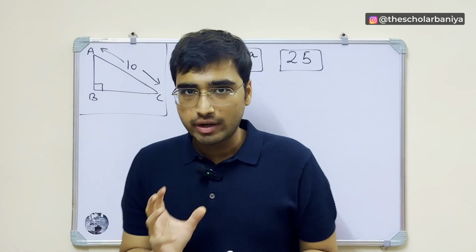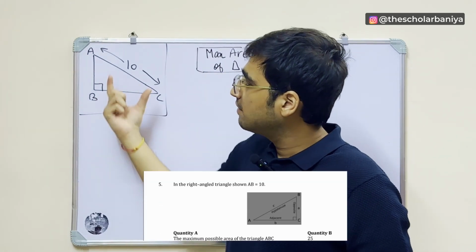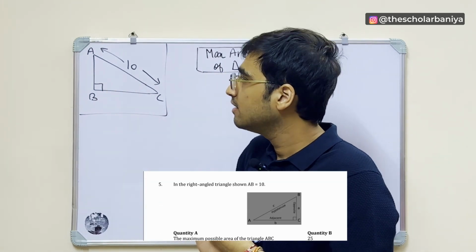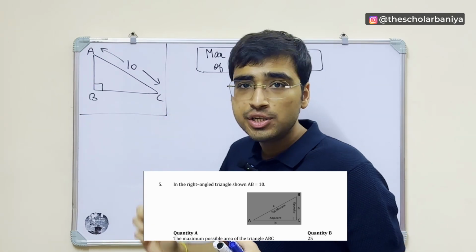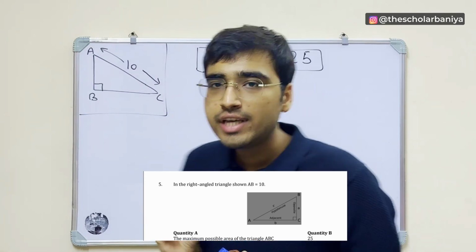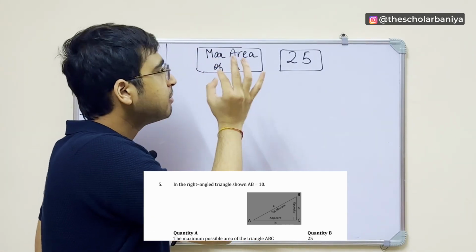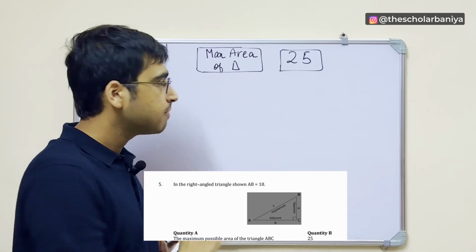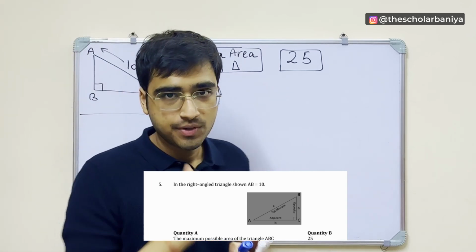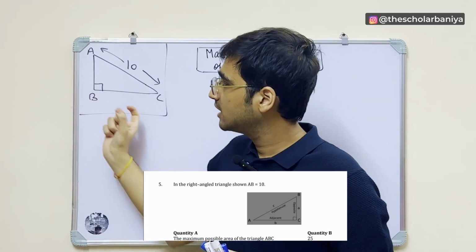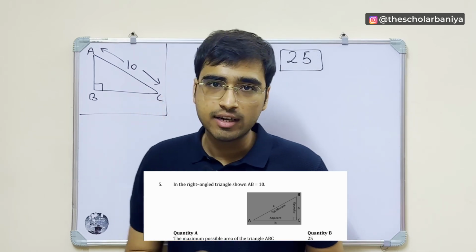So let's move on to the next question, guys. In this question, we are given that there is a triangle whose hypotenuse is given to be 10. And we have to compare the maximum possible area of this triangle and the number 25. So we have to find the maximum possible area of this given triangle.